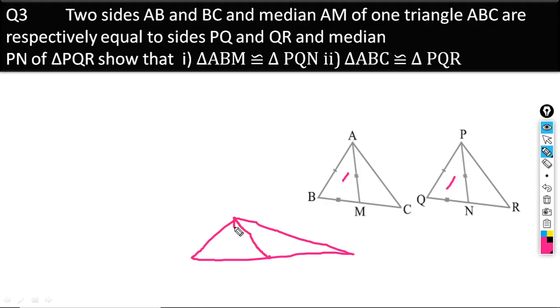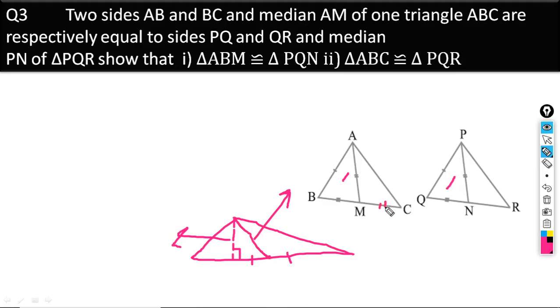Now sometimes if we draw this line here and this angle is 90 degrees, then this is the altitude and this length is a median. So there is a lot of difference between median and altitude. Altitude is always perpendicular to the opposite side and median is a line segment that joins a vertex to the midpoint of the opposite side. So here AM is a median, PN is a median.